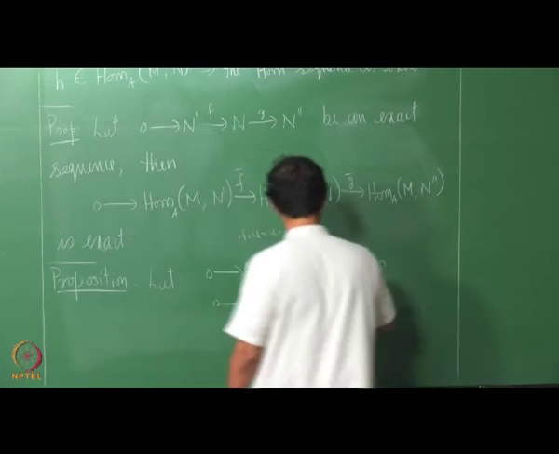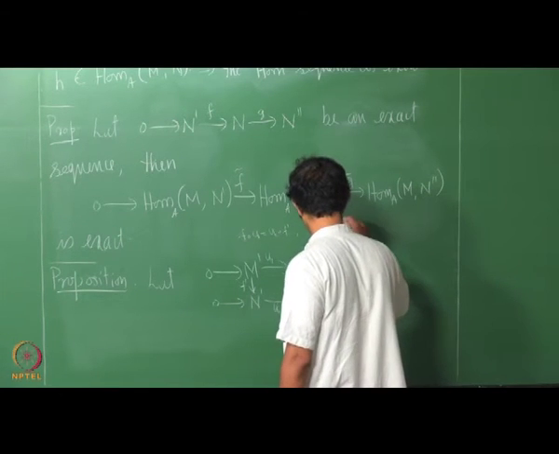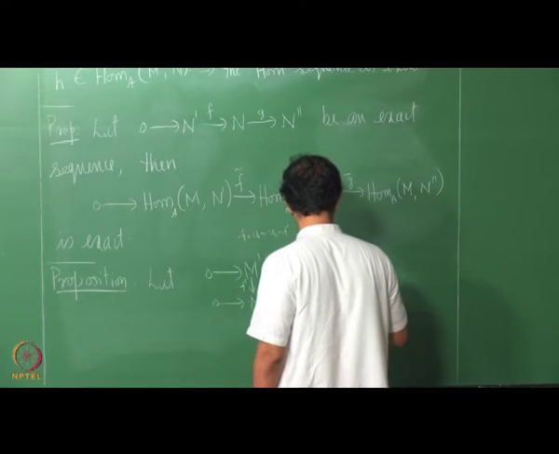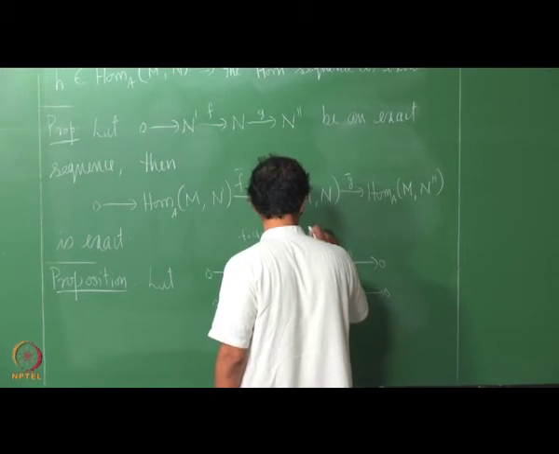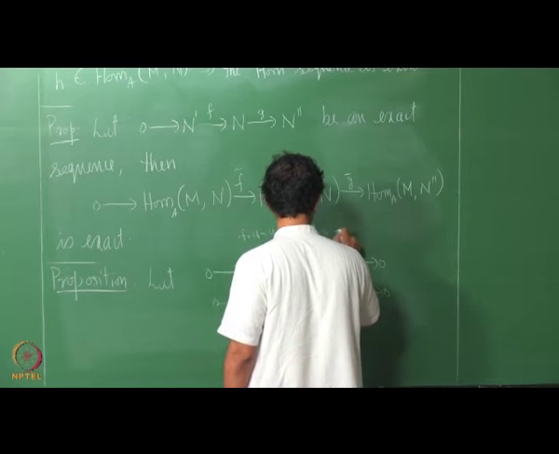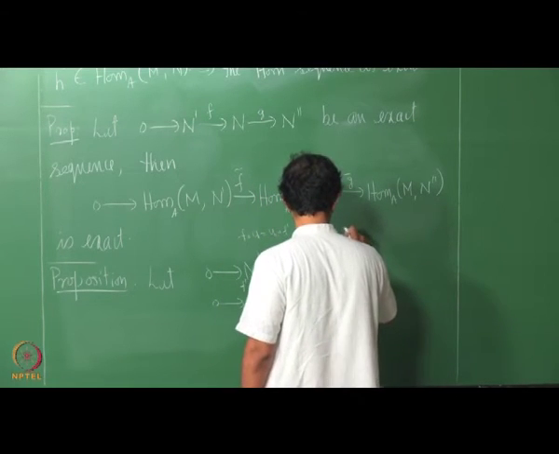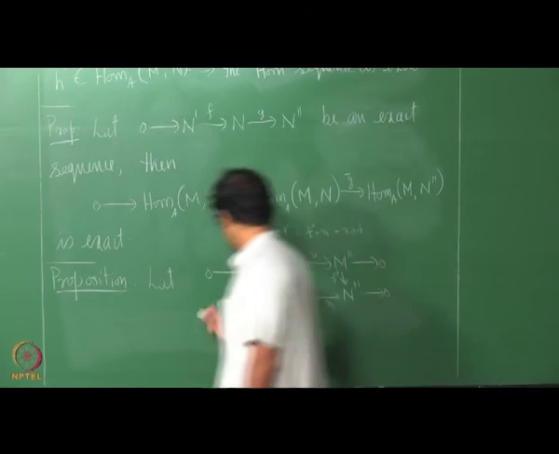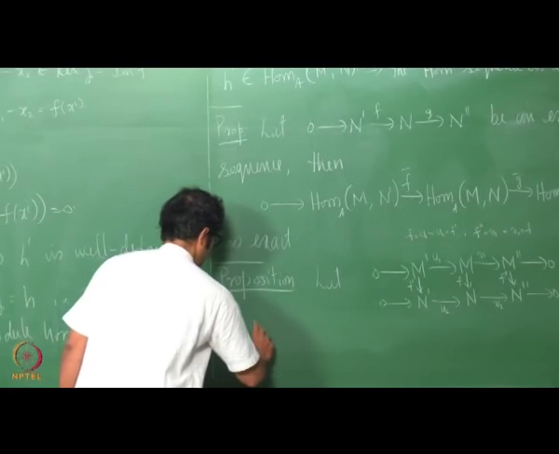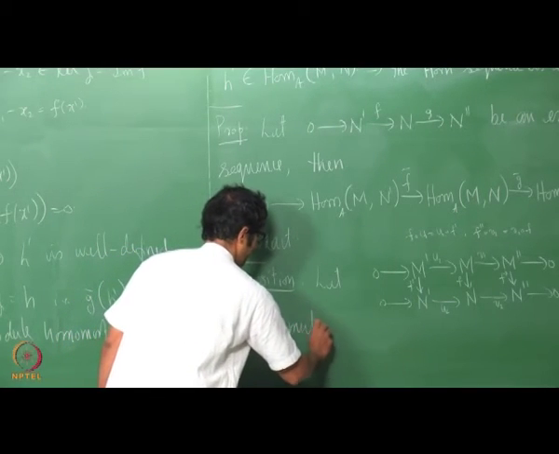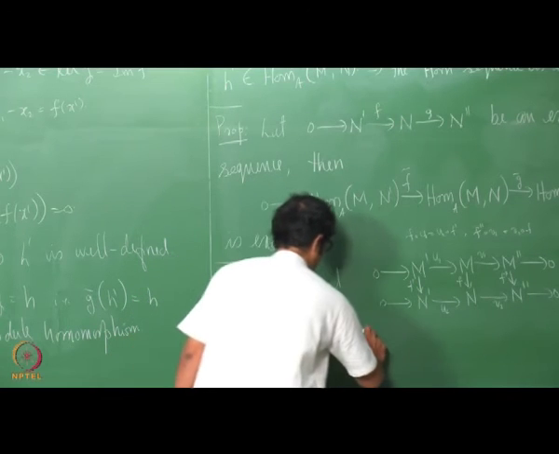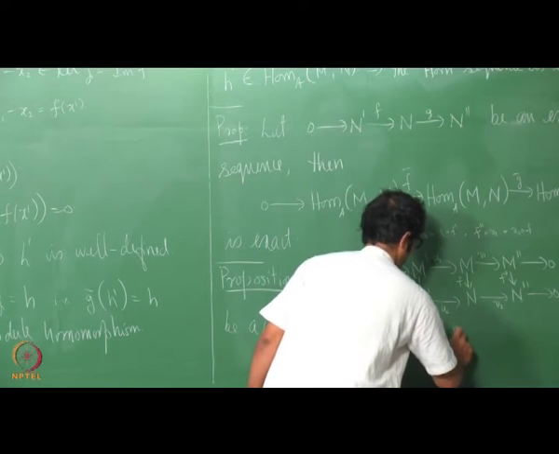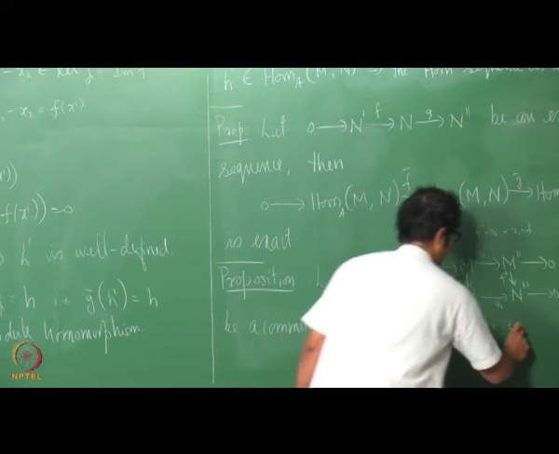and, sorry, f double prime composite v1 is the same as v2 composite f. Okay. So, let this be a commutative diagram of A modules and homomorphisms.